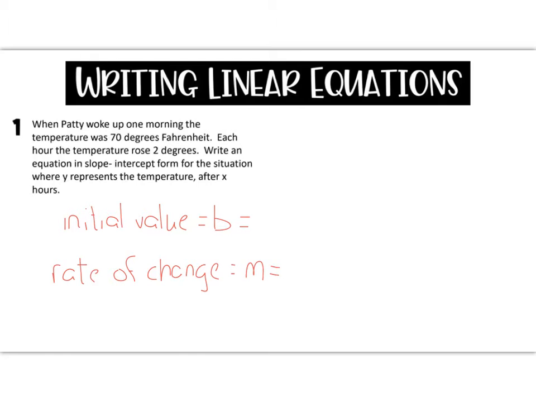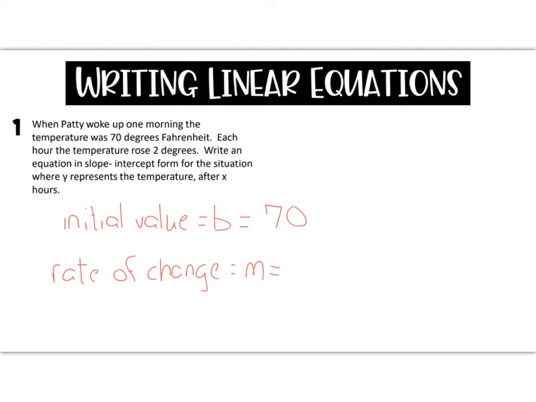Okay? So when Patty woke up one morning, the temperature was 70 degrees Fahrenheit. Each hour, the temperature rose 2 degrees. Write an equation in slope-intercept form for the situation where y represents the temperature after x hours. Okay, so our initial value, where did we start? Well, when she woke up, that's a good starting point, right? When she woke up, the temperature was 70 degrees Fahrenheit. So our initial value, or our y-intercept, or b, is 70.